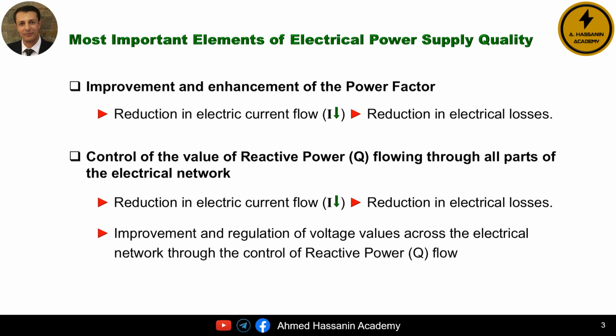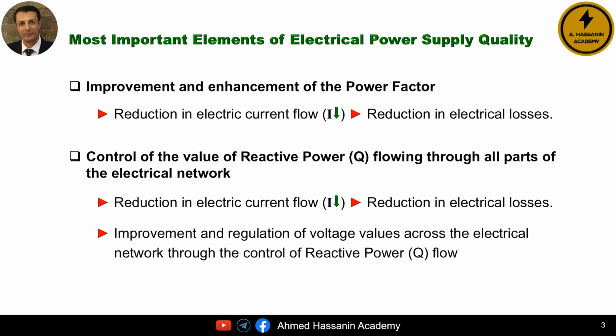At the beginning, we must understand a very, very important piece of information in order to appreciate the importance of the topic we are about to discuss. This is the fact that two of the most important elements of electrical power quality are: the first element of power quality is the improvement or increase of the power factor of the power supply source or of the electrical network as a whole. This will, of course, result in a reduction in the current flowing through the electrical network and consequently a reduction in electrical power losses.